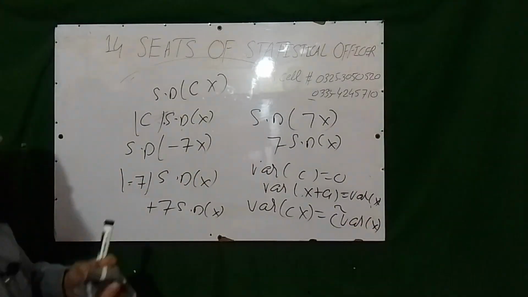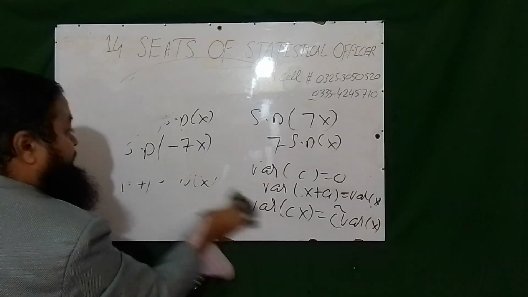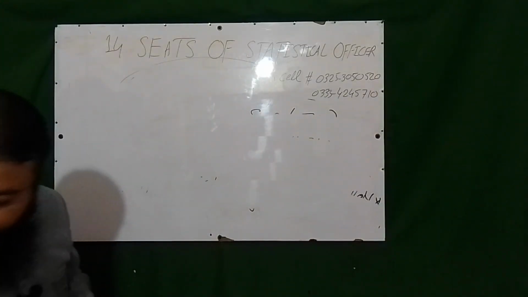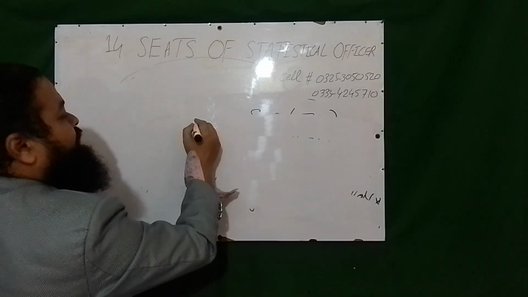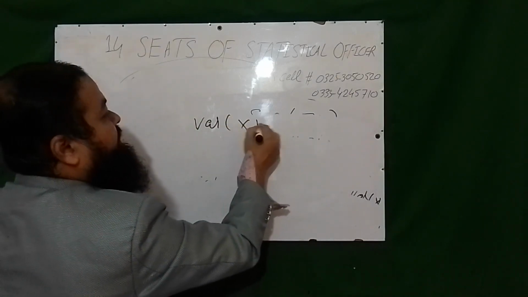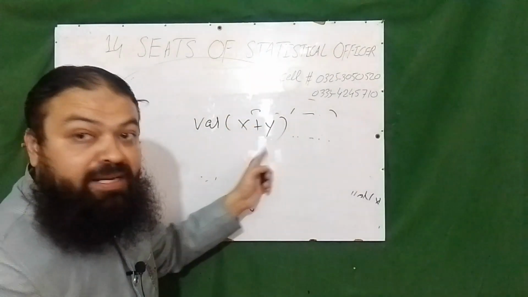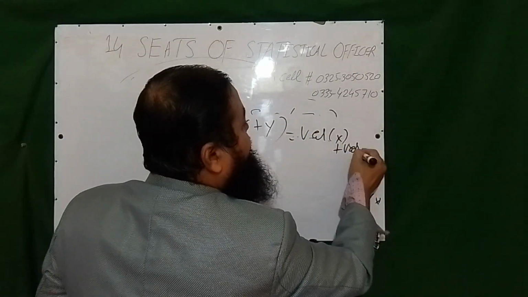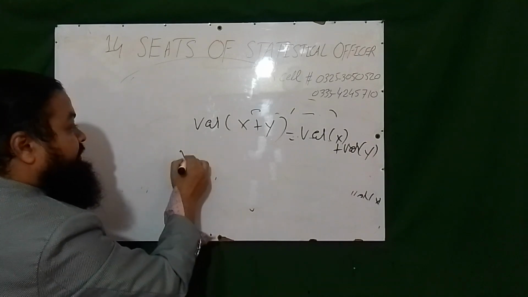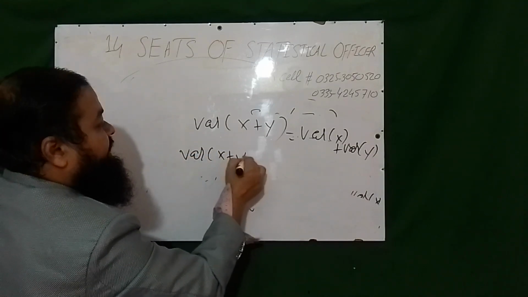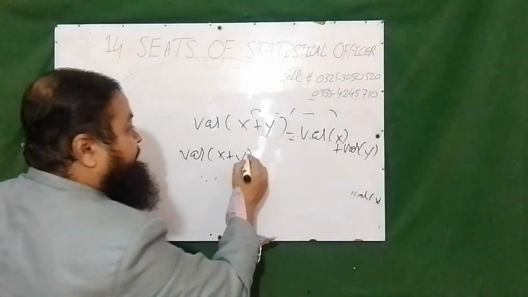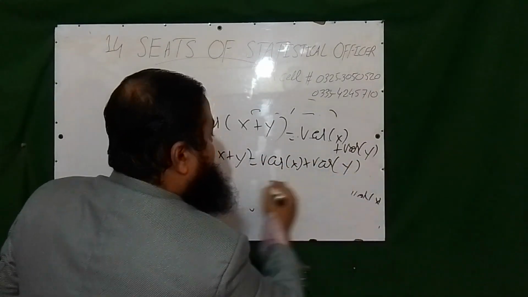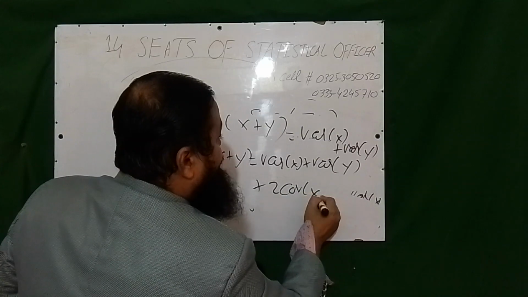Then, a very important one, I will give you the concept. If you find variance of x plus y, if x and y are independent, that will be variance of x plus variance of y. And if you want to find variance of x plus y when x and y are not independent, that will be variance of x plus variance of y plus 2 covariance of x comma y.